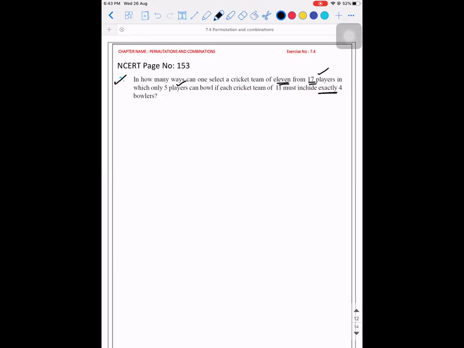So what are they trying to say? First we have to satisfy the condition. How many bowlers do we need? 4. From how many available? 5 bowlers available. Choosing 4 from 5 bowlers is possible in 5C4 ways. Let this be 1. Now what is the next condition? You have chosen 4, so the remaining team should contain how many players?